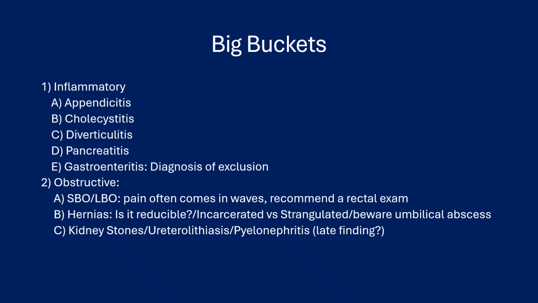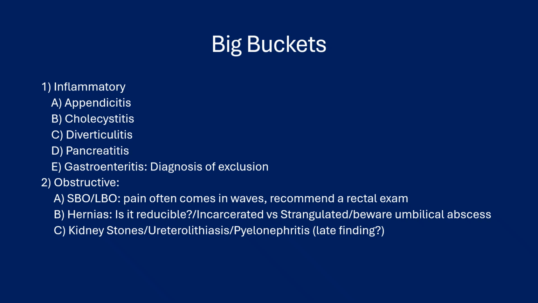Big bucket list. Inflammatory causes. This would include appendicitis, which is going to be right lower quadrant pain, certainly in the later stages. Cholecystitis, or right upper quadrant pain. Diverticulitis, left lower quadrant pain. Pancreatitis, that's more epigastric or upper abdominal pain.